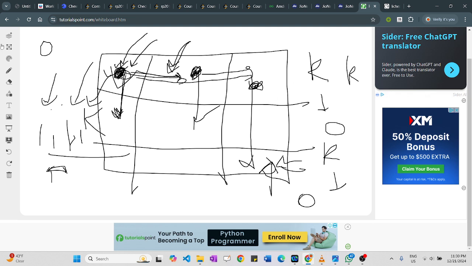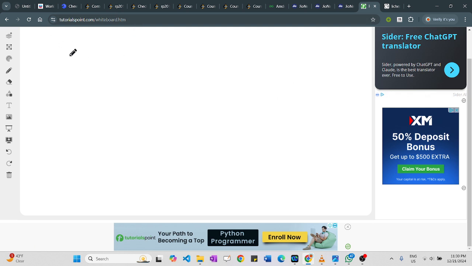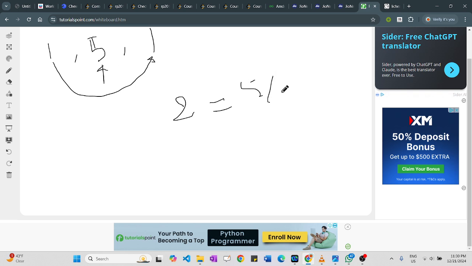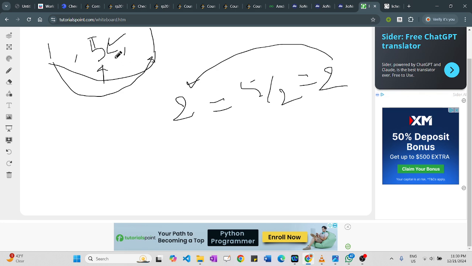Let's say this is the test case. The sum of first and third is 2, right, while the middle by 2 is also 2. In this case it looks true, but twice of this, 1 plus 1, is not equal to 5. So this is not true.